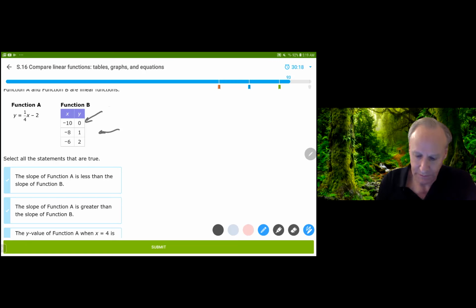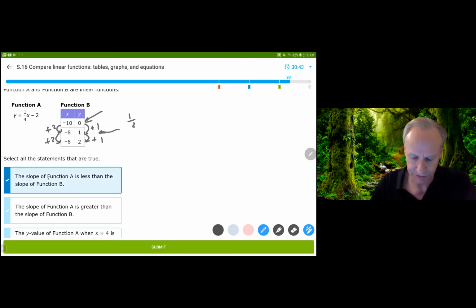We wanted to look at the slope. So let's see, we went up 1, and in this one we went up 2. For this one we went up 1, and for this one we went up 2. Of course, this is a slope of 1/2. So the slope of function b is larger than the slope of function a. The slope of function a is less than the slope of function b.